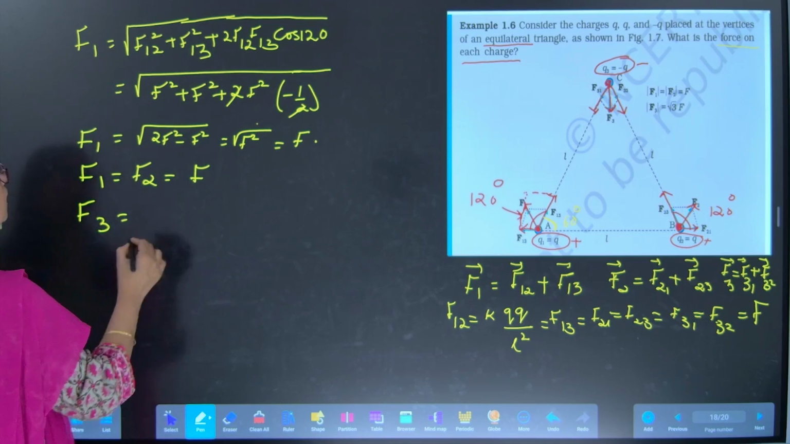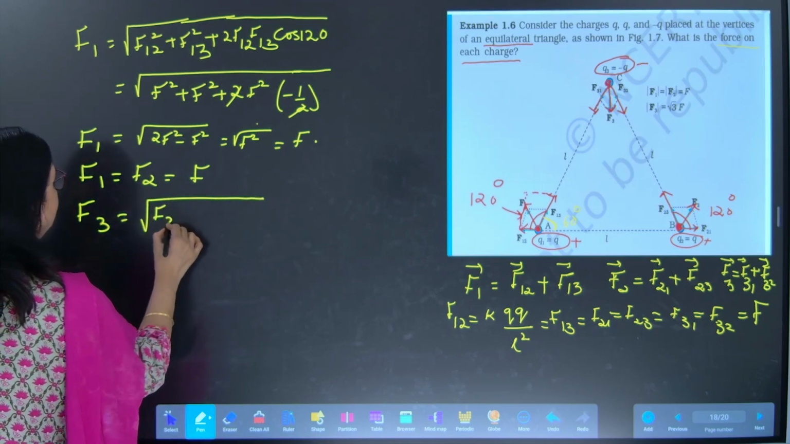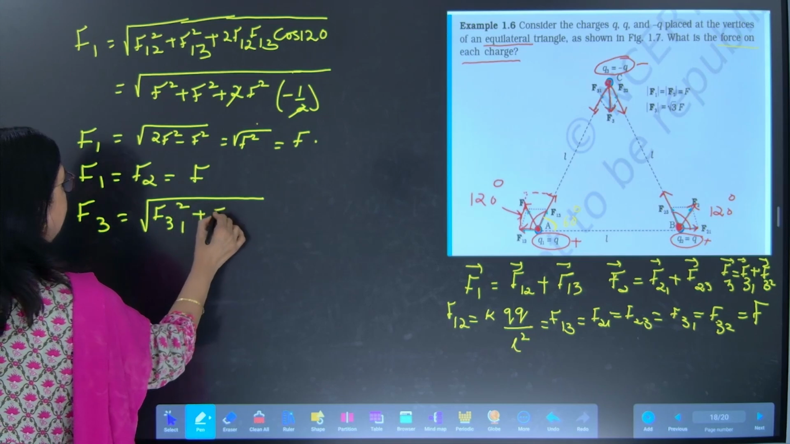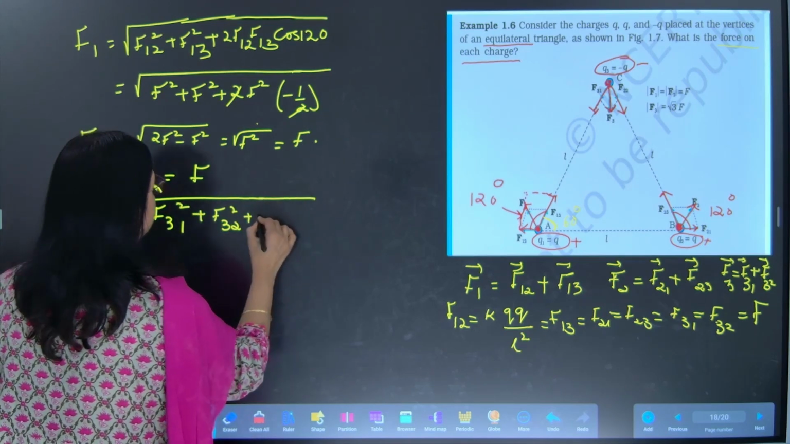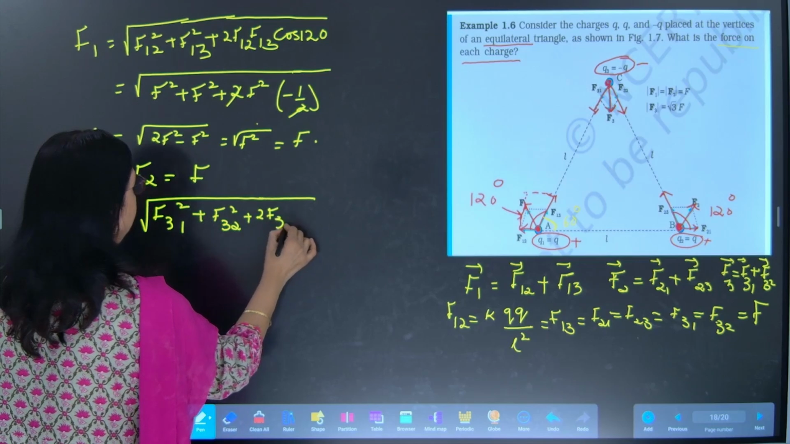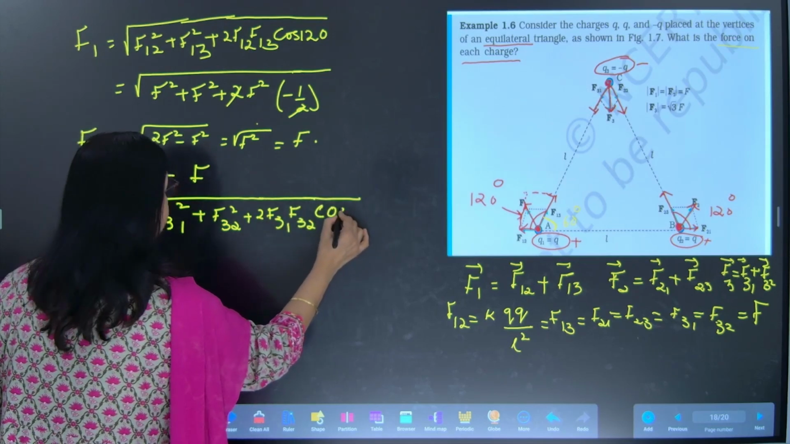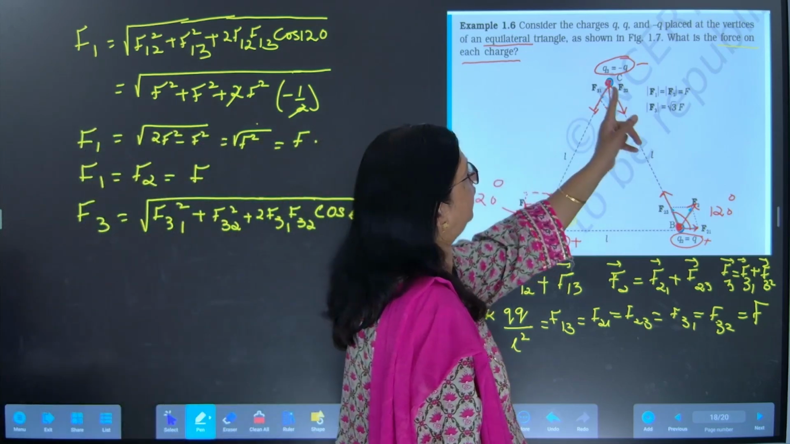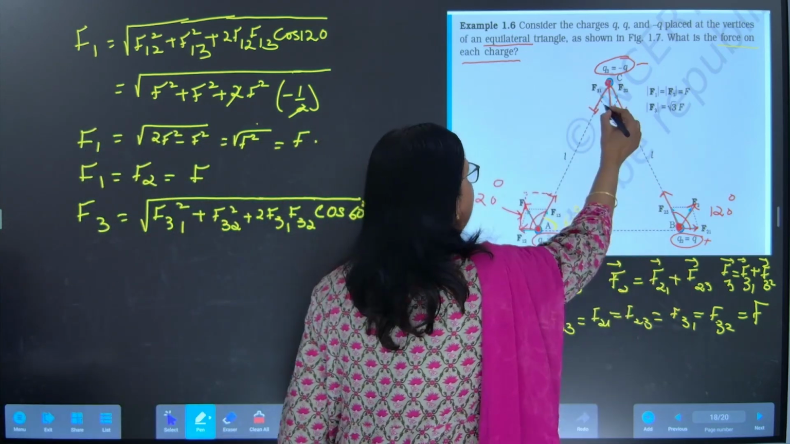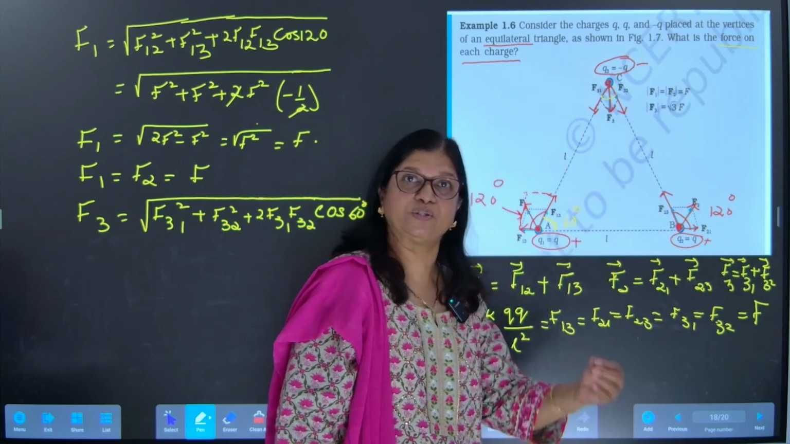So for F3, again we write F31 square plus F32 square plus 2 F31 F32 cos 60 degree. Why did we write 60 degree here? Because the angle between F31 and F32 is 60 degrees, as this is shown as an equilateral triangle, given to us already.